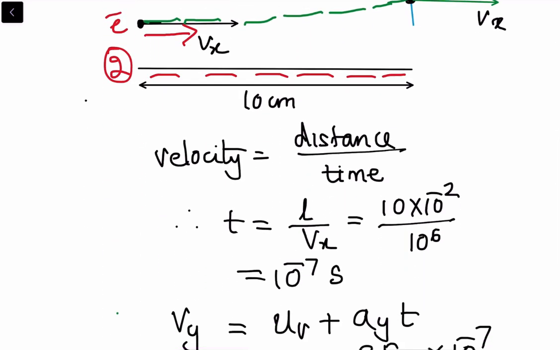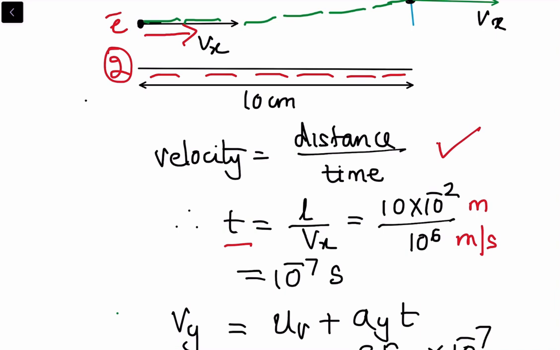Let us first consider the horizontal motion, because they have given the horizontal velocity. We know very well velocity is equal to distance by time. Therefore, time is equal to distance by velocity. In the horizontal direction, distance is 10 centimeters, that is 10 into 10 to the power of minus 2 meters, divided by the horizontal component of velocity, which is 10 to the power of 6 meters per second. When it comes up, it becomes 10 to the power of minus 6. Altogether 10 to the power of minus 2 minus 6, it becomes minus 8 plus 1.